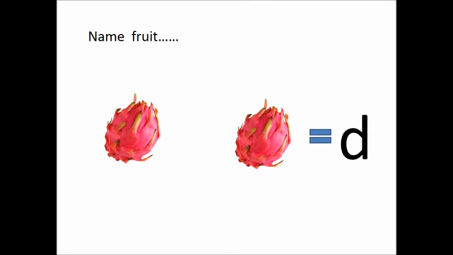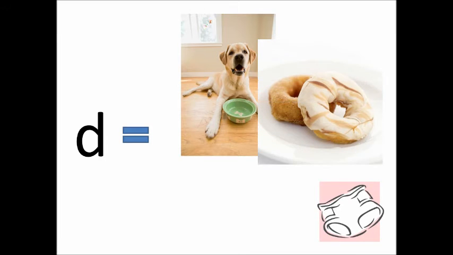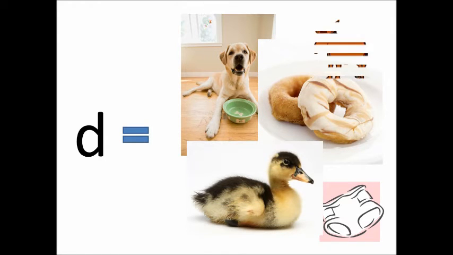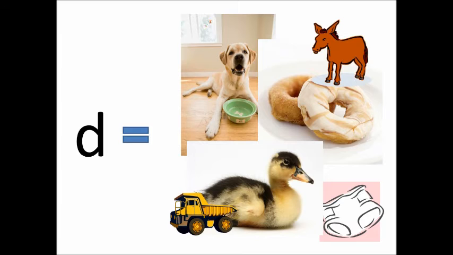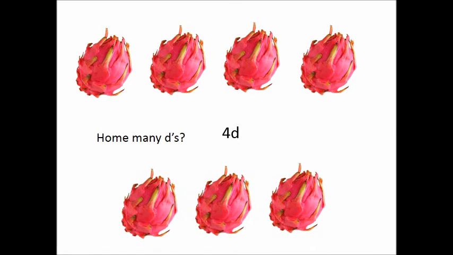So how this comes into play is D can be anything. D can be a dog, diaper, donuts, duck, donkey, dump truck, dollars. D could be anything. It's a letter representation of a number. We don't know what it is right now. So if we have 4 D's plus 3 D's, my plus sign will be coming up in a second, you'll have 7 D's. This should all be review.